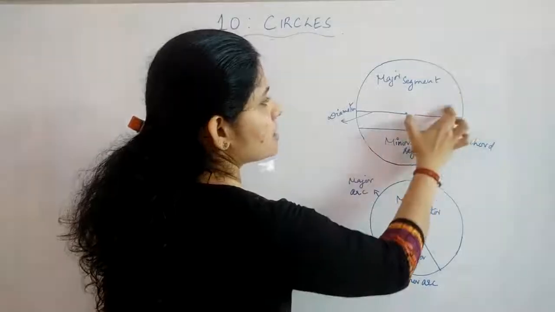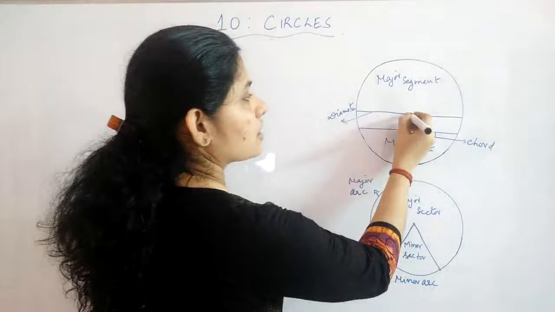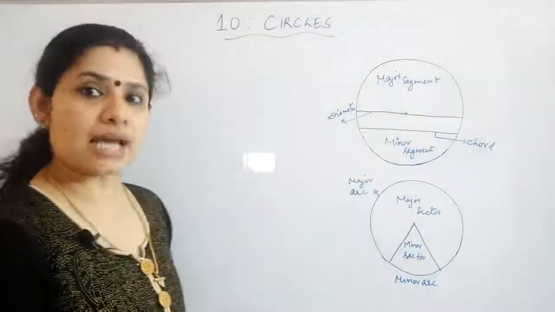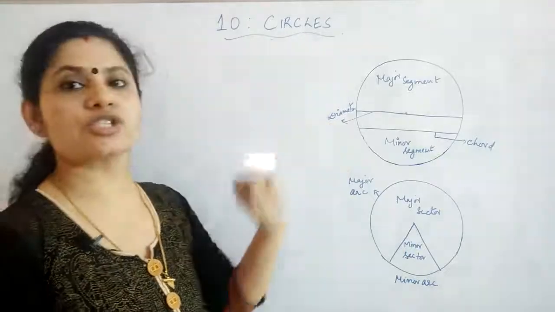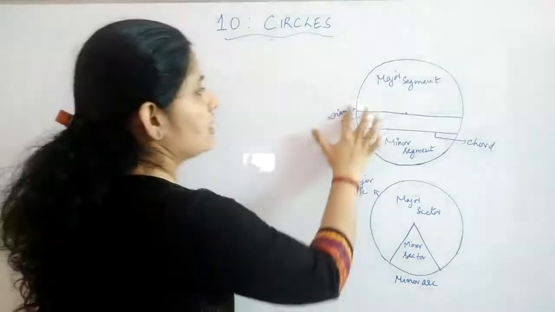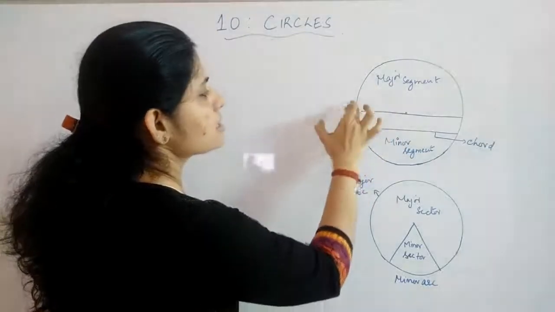Next thing is when we take the line which is passing through the center of the circle and both its ends lie on the circle, that is the diameter. Okay, diameter, and it is twice that of radius. Now I am just moving on to the next thing.